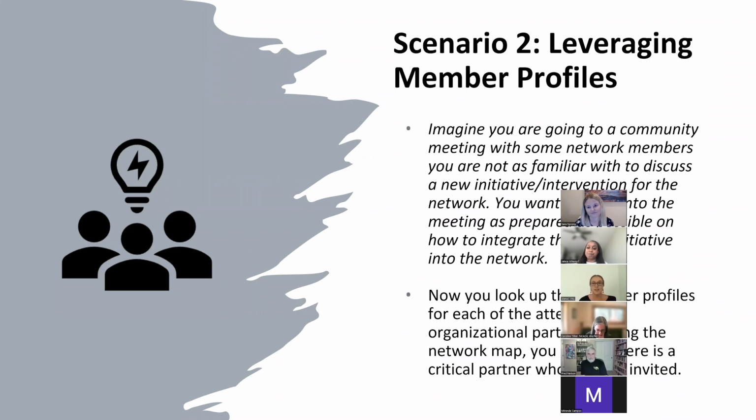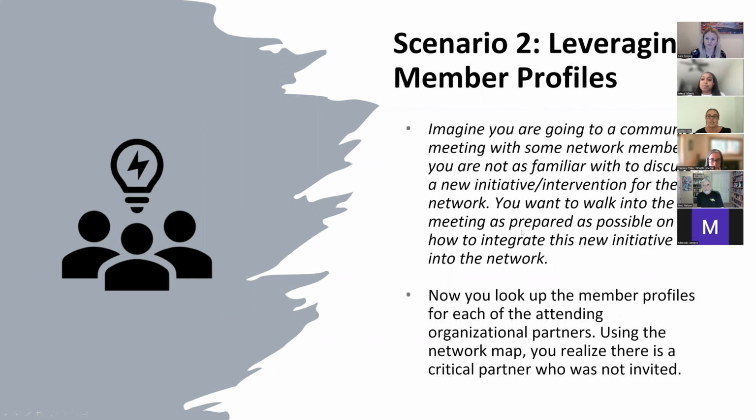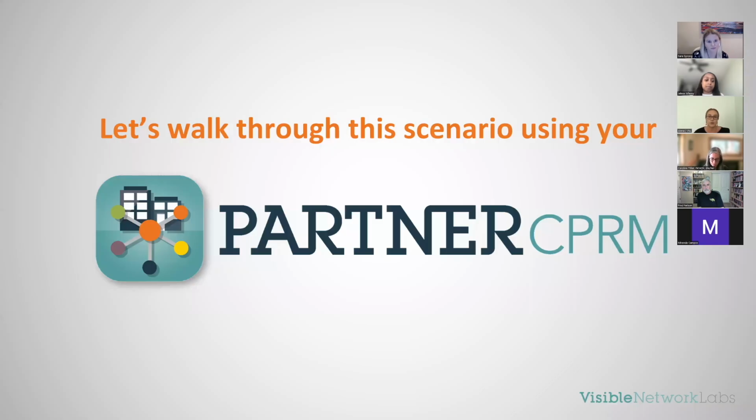Awesome. So now that we experienced scenario one, let's talk through another scenario where you would want to leverage your member profiles. Imagine you're going to a community meeting with some network members you're not as familiar with to discuss a new initiative or intervention for the network. You want to walk into the meeting as prepared as possible on how to integrate this new initiative into the network. So you look up the member profiles for each of the attending organizational partners, and using the network map, you realize that there's a critical partner who is not invited. Sarah will now walk you through this scenario in turn.